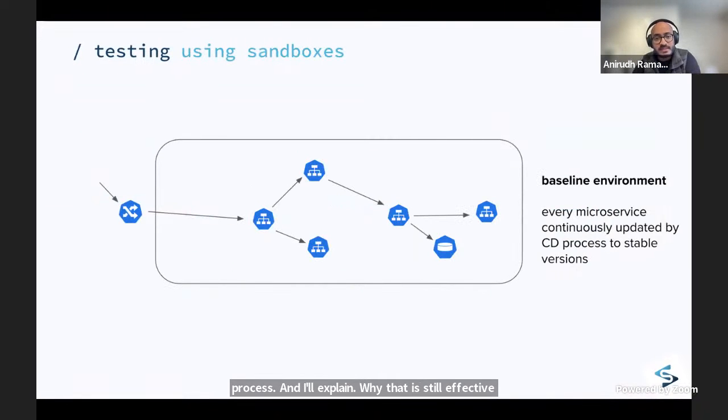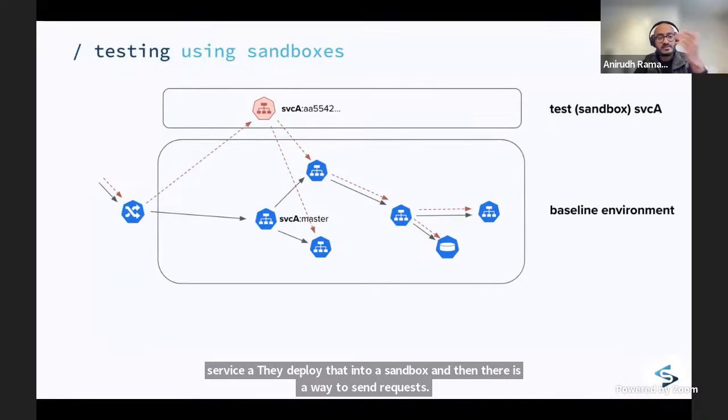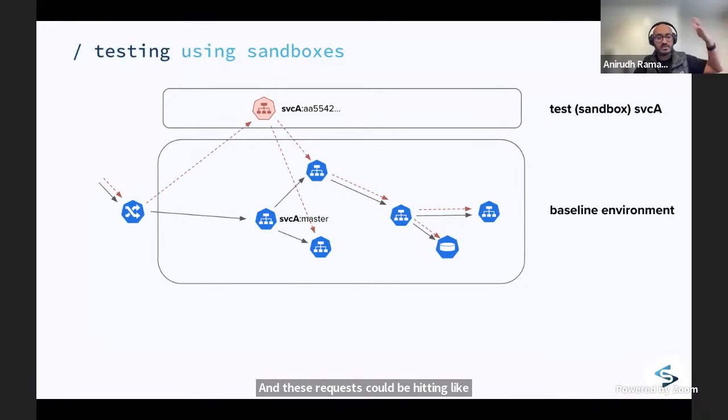So going into a bit more detail, if this is what our baseline environment looks like, which is running the stable versions of everything, if a developer is testing out a new version of the service A, they deploy that into a sandbox, and then there is a way to send requests. And these requests could be hitting the front end or could be hitting any service really. But based on the presence of certain headers, it would exercise the service A portion. And if those headers are lacking, then it would go through service A, the master version of it.